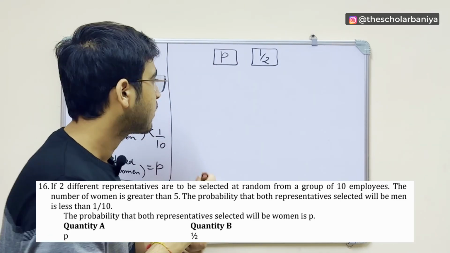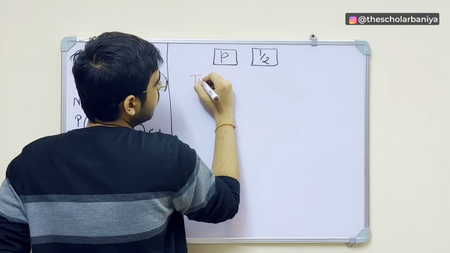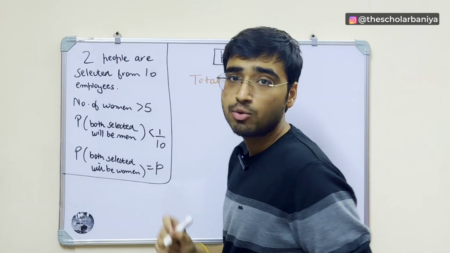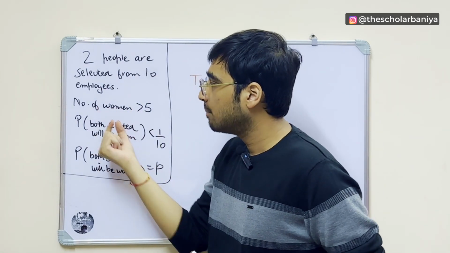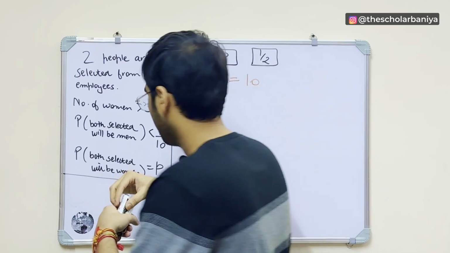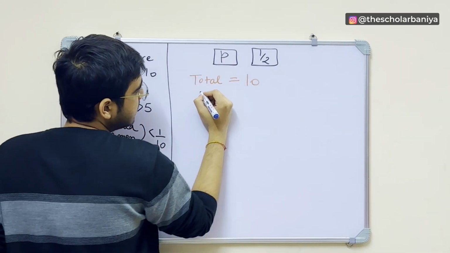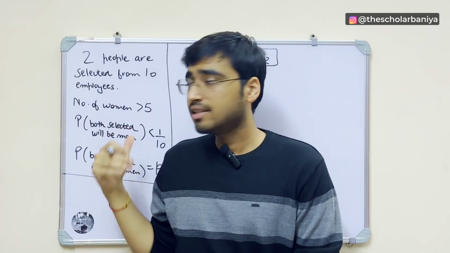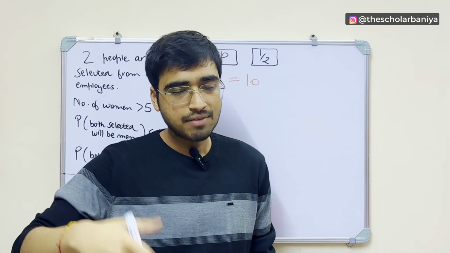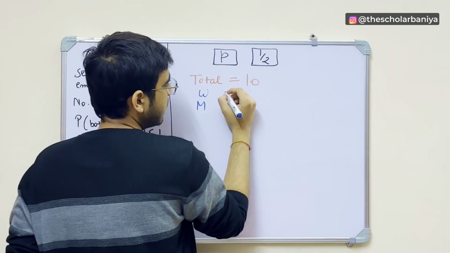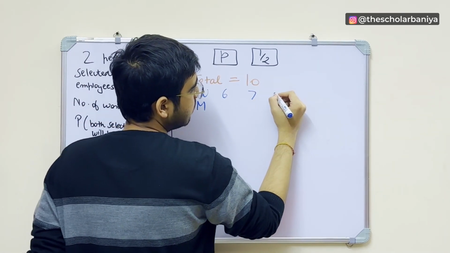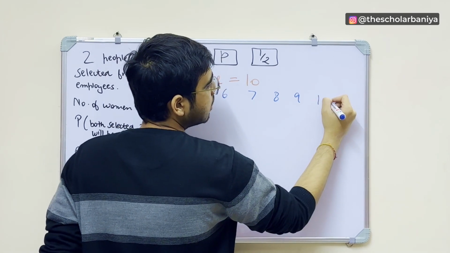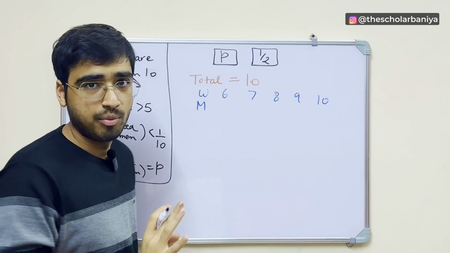So tell me one thing, total employees is how many? Total employees is equal to 10. And we are also given that the number of women is greater than 5. So let's say this is women, this is men. If the number of women is greater than 5, that means they can be 6, 7, 8, 9 or 10. Because there are 10 people in total, maybe all 10 are women.